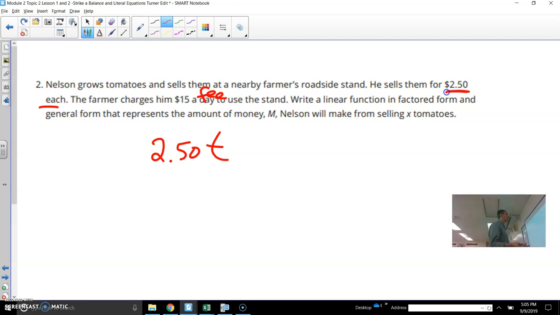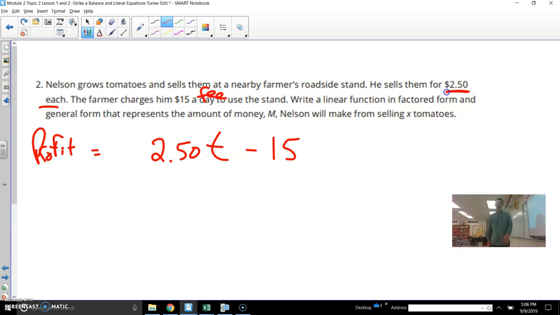However, if I'm calculating my profit, how much money I make from the stand, well, I have to pay $15 to be out there. So I have to take $15 away from my profit to give to the man or woman who's selling me this stand or letting me use this stand for the day. So the idea of factored form is trying to get down to the fact that, well, how many tomatoes do I have to sell to break even? To basically say I've paid for the stand before I start making any money.